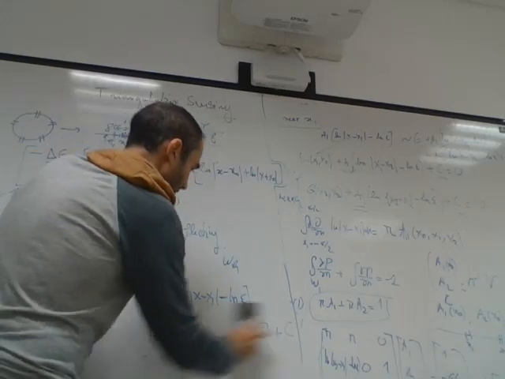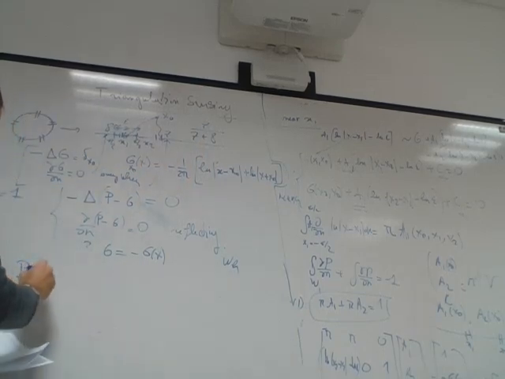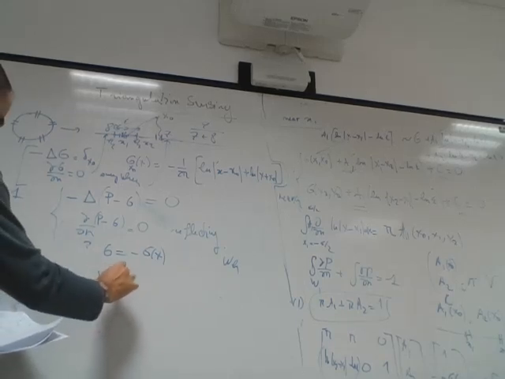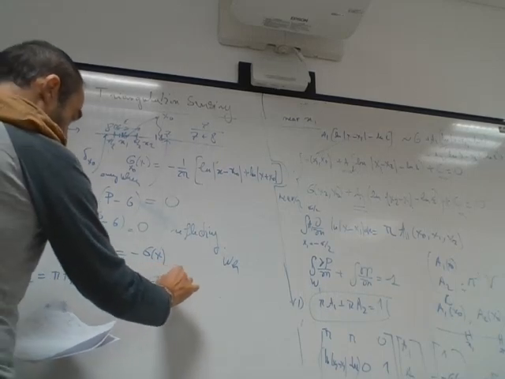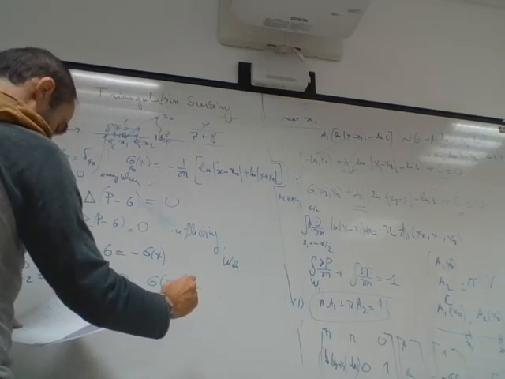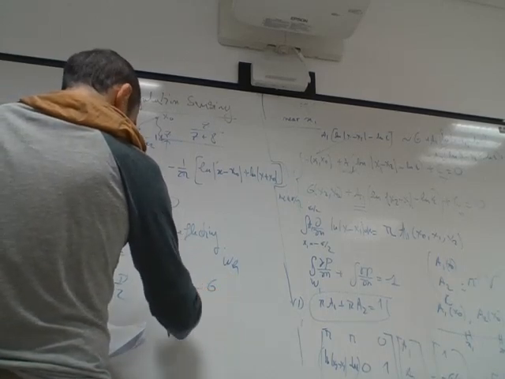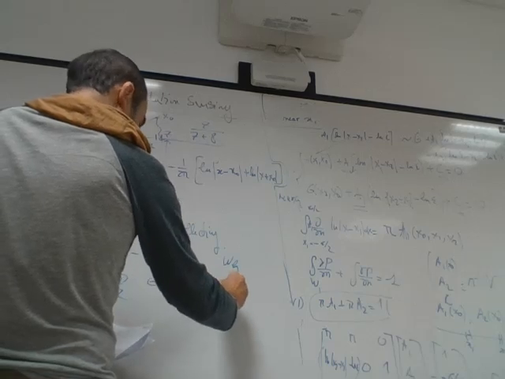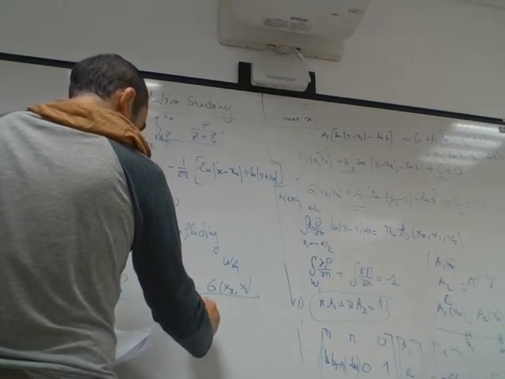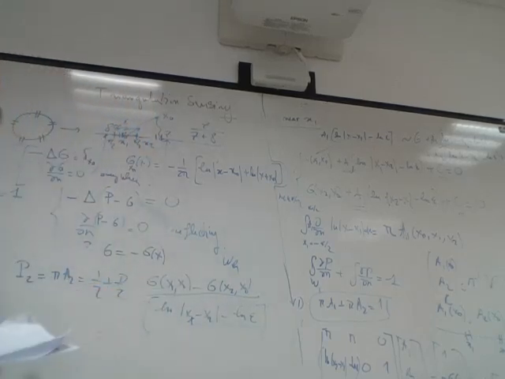So what you get is, for example, V2 is pi A2. It's 1/2 plus pi over 2 Green's function of x0 minus x1 x0 x2 x0, divided by log of x1 minus x2 divided by log of epsilon. So that's the flux.